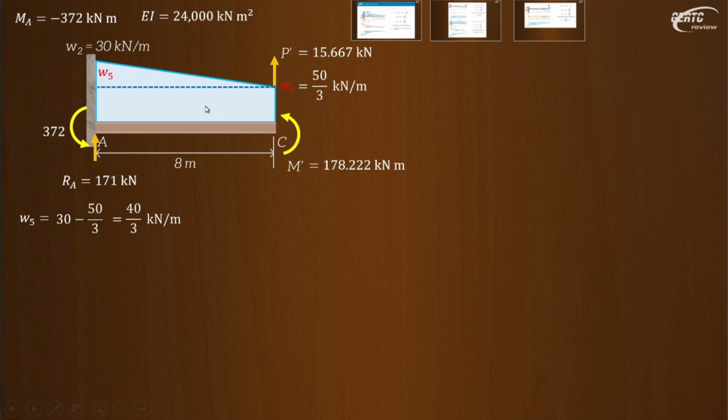So, we are now ready to compute the deflection at C. Your M prime and P prime in its proper direction is already shown here. So delta C will be equal to, first, let's have the uniform load, WL to the 4th over 8EI. And since this is causing the beam to deflect upward, that should be positive.